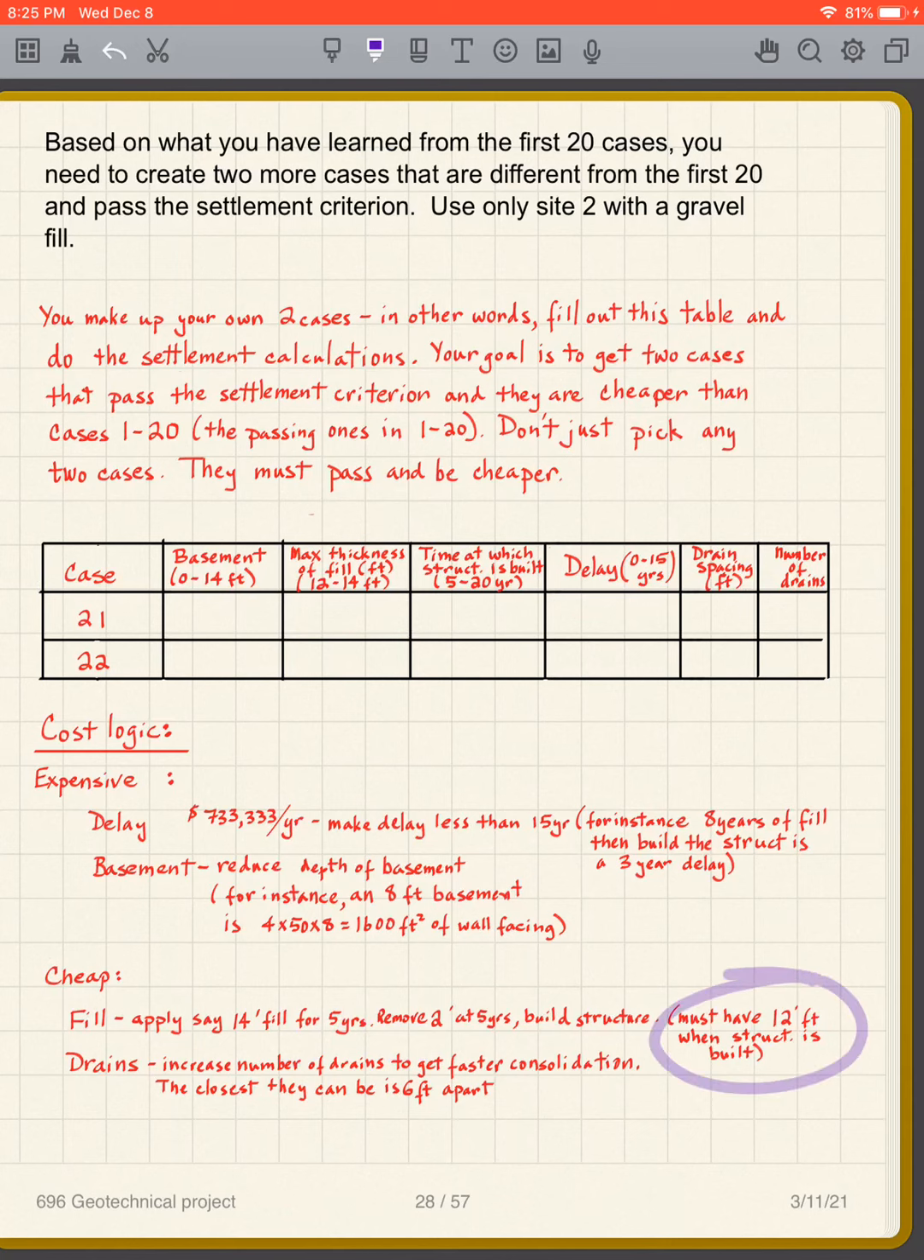You must have 12 feet when the structure is built, so you can put on 14 feet, but you've got to remove 2 feet. Now, we're at site 2, so if I didn't say this, use only site 2, with a gravel fill. So we're keeping the number of options down here. We can increase the number of drains to get faster consolidation, but the closest they can be is 6 feet apart. So we're not going to make them closer than 6 feet.